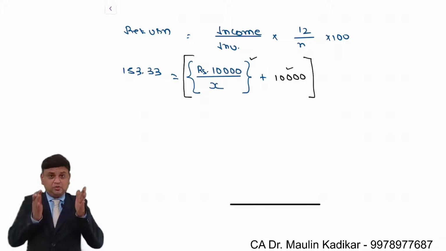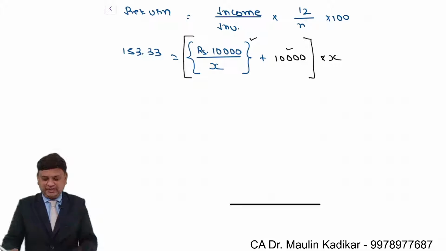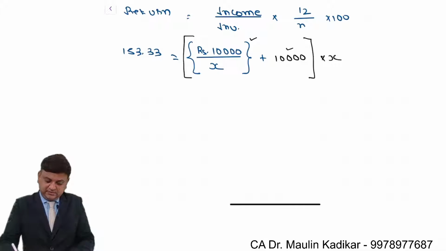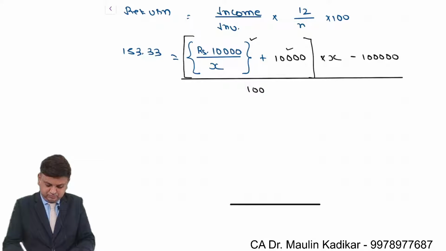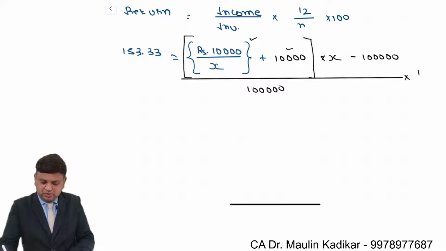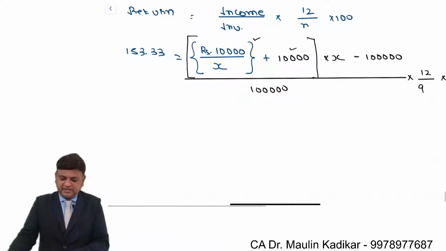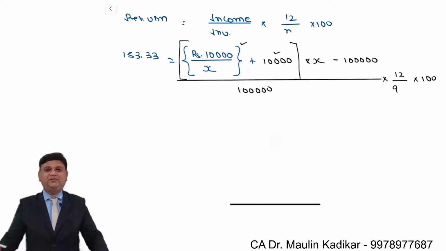So this will give us answer of the number of units allotted to the investor plus 10,000. So the total number of units into x, that is the value of the unit at the end of the period, that is at the end of the 9 months when you are making computation of the return, minus 1 lakh, whole divided by 1 lakh into 12 divided by n, that is 9 months. We have already understood how 9 is calculated, into 100, that is 6 months of the year 2018 and 3 months of the year 2019. Now we will solve this equation to compute the value of x.